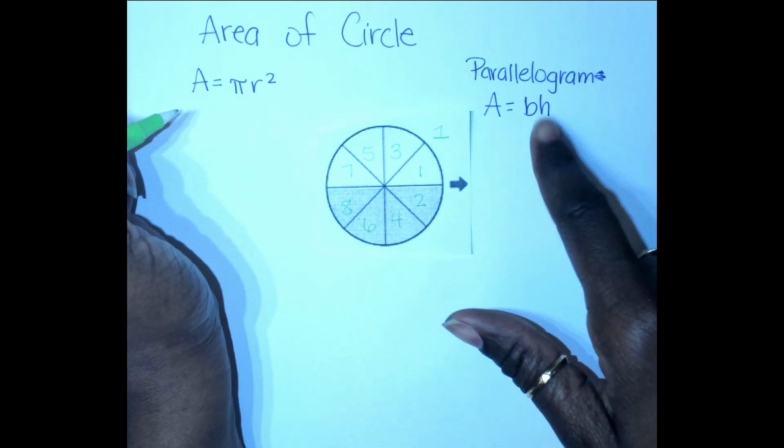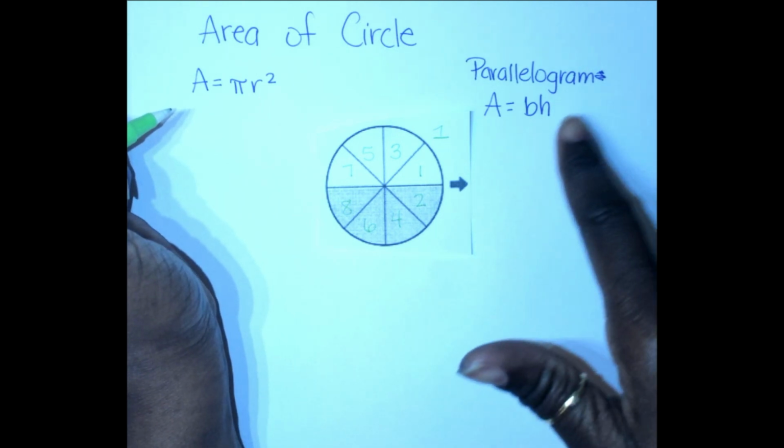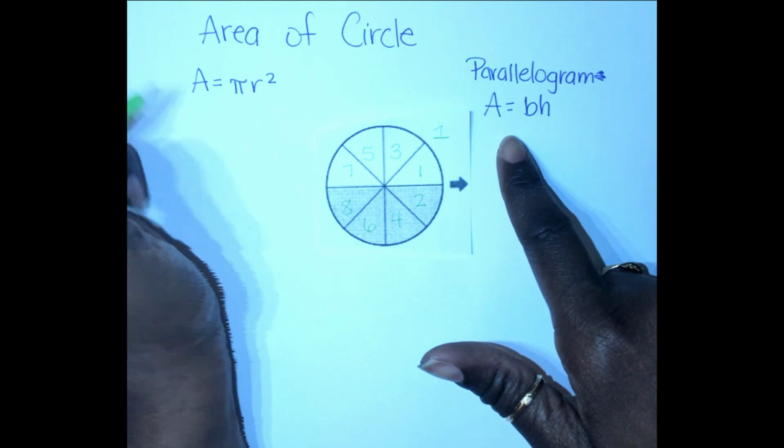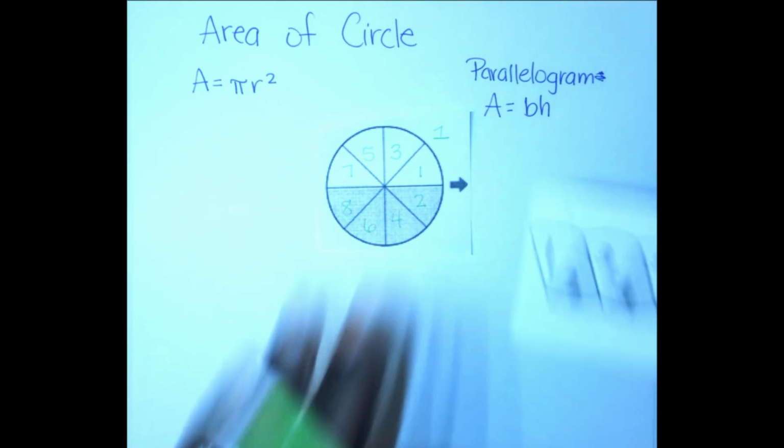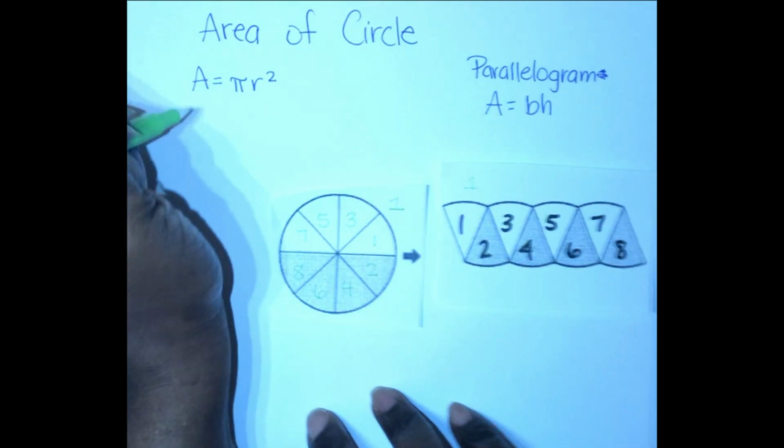Now, let's think about our formula for the area of a parallelogram. We say that the area of a parallelogram is going to be base times height. Base times height, right? So we're going to do the same thing with our circle.